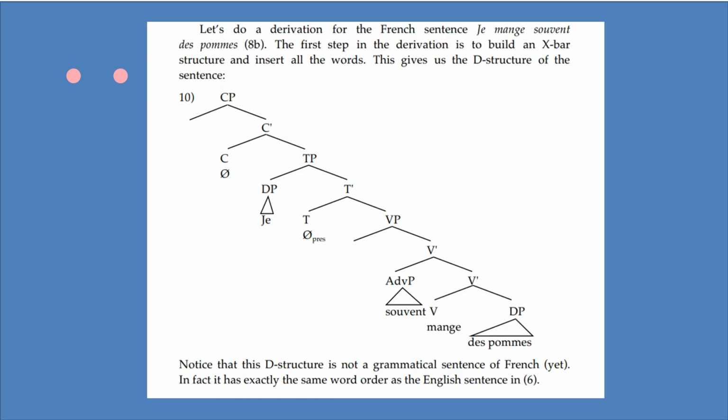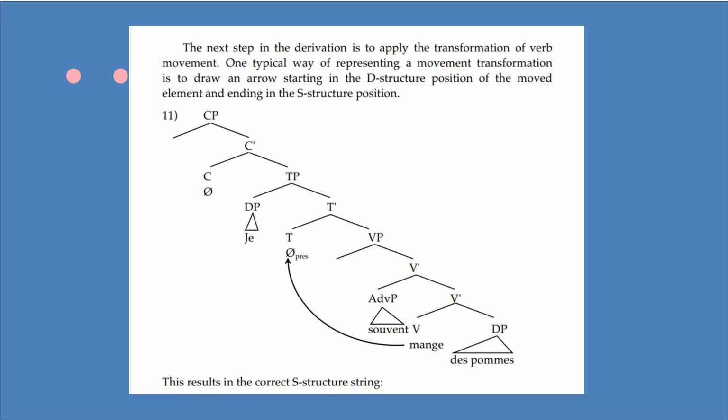Let's do a derivation for the French sentence Je mange souvent des pommes. The first step in the derivation is to build an X-bar structure and insert all the words. This gives us the D-structure of the sentence. Notice that this D-structure is not a grammatical sentence of French, yet in fact it has exactly the same word order as the English sentence in number 6. The next step in the derivation is to apply the transformation of verb movement. One typical way of representing a movement transformation is to draw an arrow starting in the D-structure position of the moved element and ending in the S-structure position. This results in the correct S-structure string.